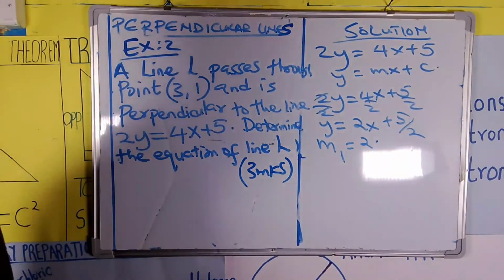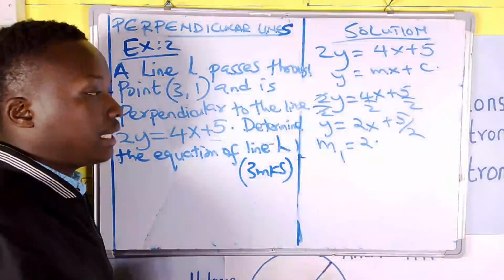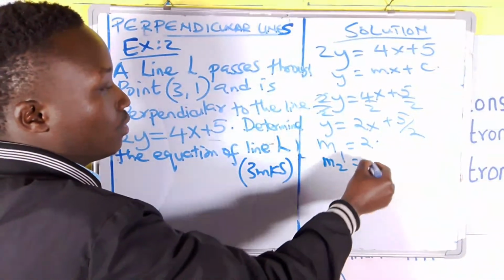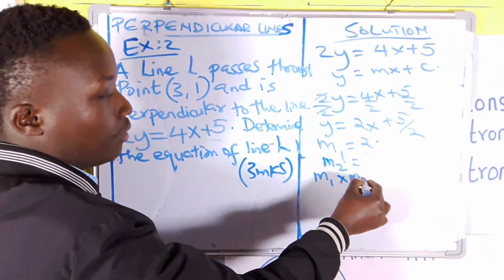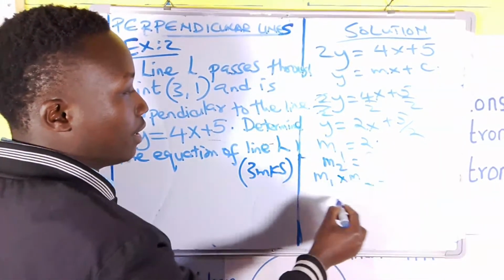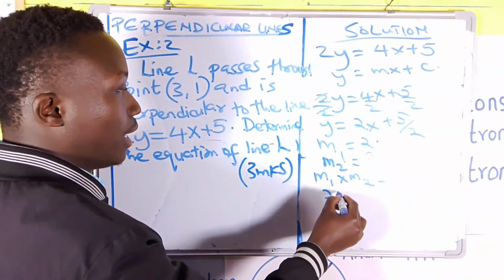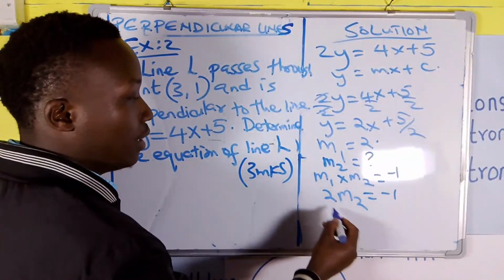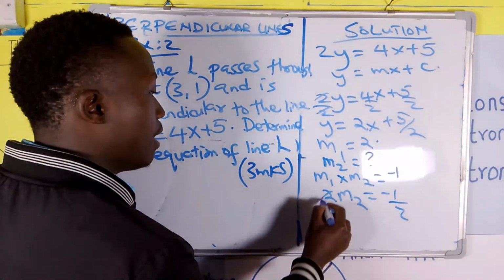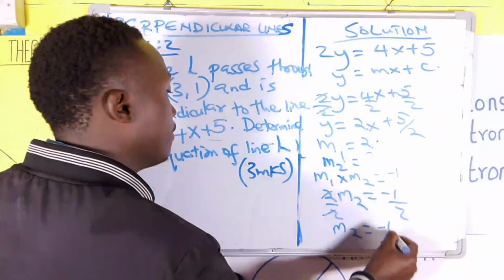If our m1 is 2, can you determine m2? So m1 times m2 is equal to -1. So 2 times m2 is equal to -1, and that will give us our m2 as -1/2.